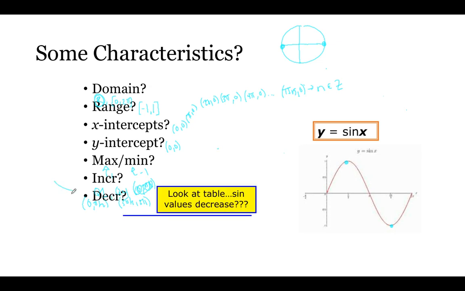Where is it going to decrease? Well, we said it was decreasing in quadrant 2 and quadrant 3. So from pi over 2 all the way to when you get to 3 pi over 2. Right? And that keeps going, right? We will find more intervals in which that would happen.